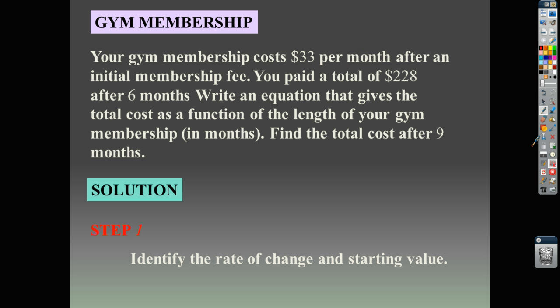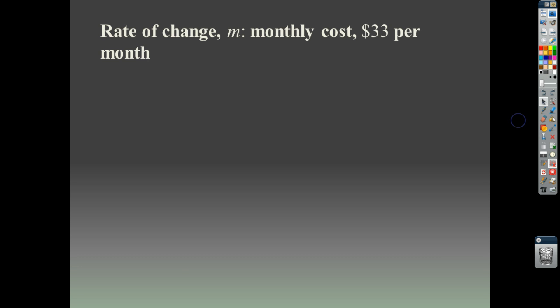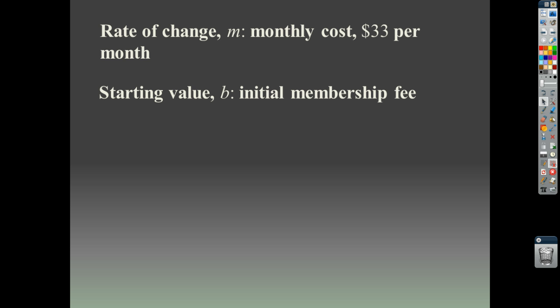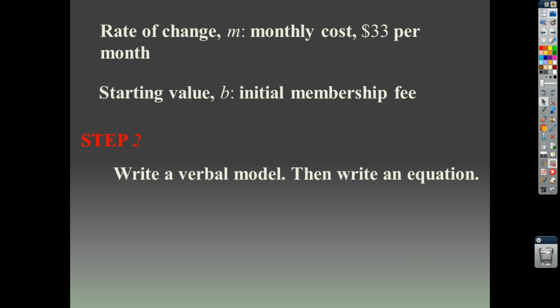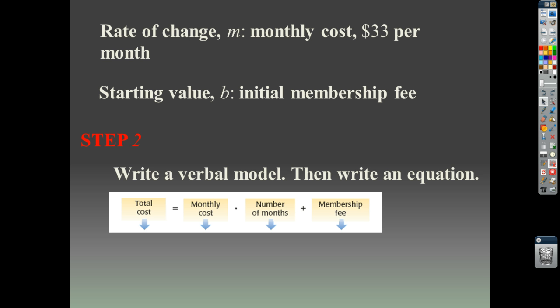So in that case, we know that our rate of change is $33 per month. Starting value b is our initial membership fee. We're not sure what that is yet. So let's figure out how to write an equation. Let's use words first, our "Manglish" here. The cost of the gym membership is going to be equal to how much it costs per month multiplied by the number of months plus whatever membership fee I had.